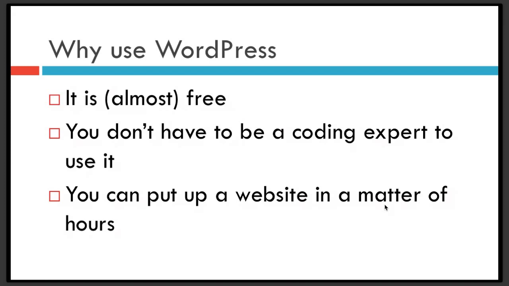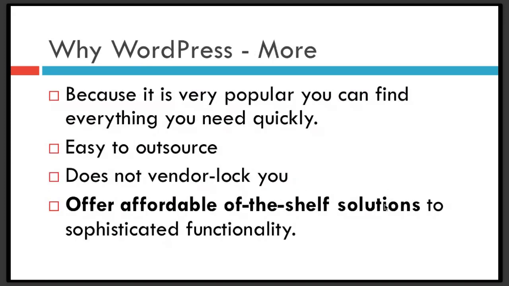And other reasons include the fact that it's so popular, which means that it's really easy to find everything you need. It's easy to outsource. So if you need some change, it's much easier to find a WordPress expert than to find, for example, a Drupal expert. Drupal is another content management system. It does not vendor lock you, which means that you can take your website and move it to another hosting, to another company. You are not tied to them.